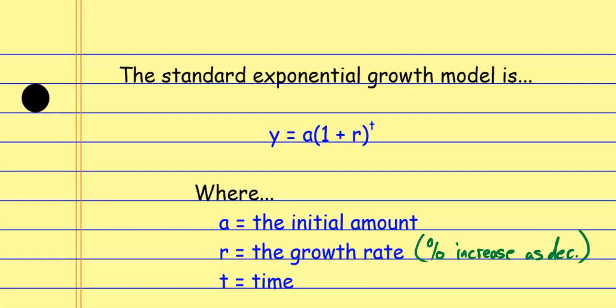Okay, and then t is the time. So a is still the initial amount. It's like the y-intercept. It's where we start. Okay, so the a is the initial amount. r is the growth rate. Again, that's a percentage of increase, and t is the time.